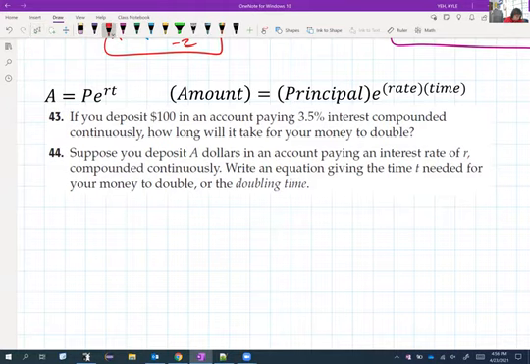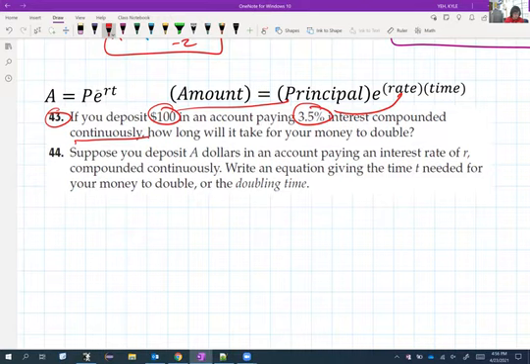So a problem like 43 says if you deposit $100, that's my principal, that's what I'm starting with, in an account paying 3.5 interest, that's my rate, compounded continuously, that's how we know to use this equation.